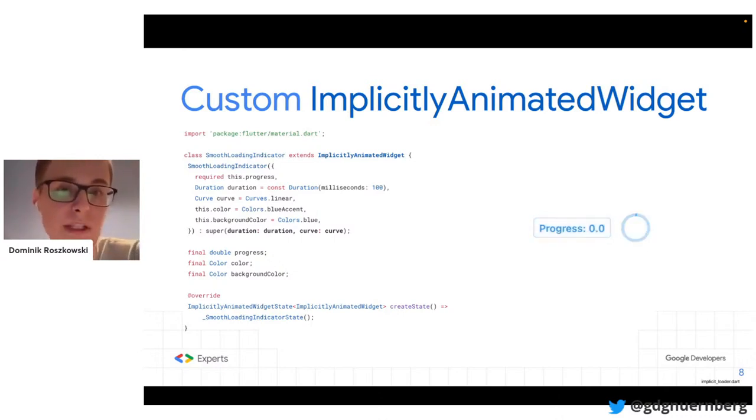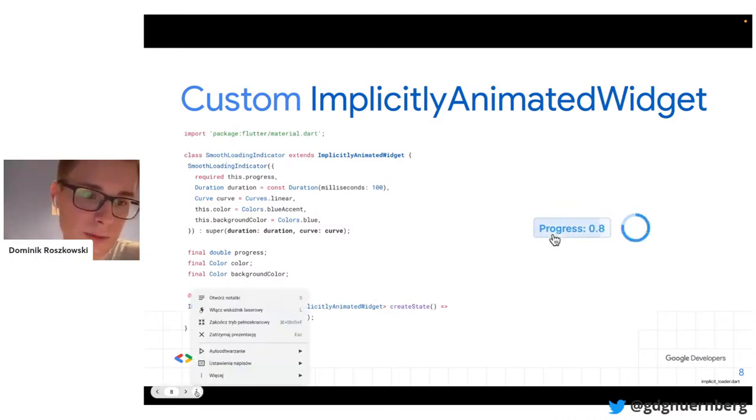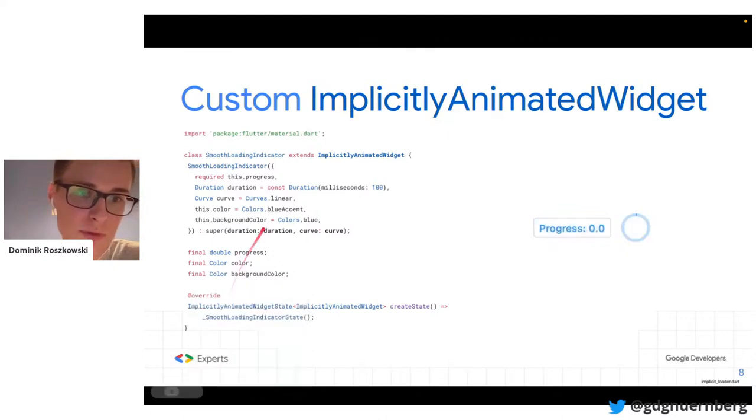An implicitly animated widget is like an extension of a stateful widget in a way that first you have to define the API for your widget. And this is just a smooth loading indicator. Let me switch to the laser pointer. You have some properties like progress, the current progress, the duration between changes, the curve that we are going to use to interpolate that, and the color and maybe background color. And these fields are stored here.